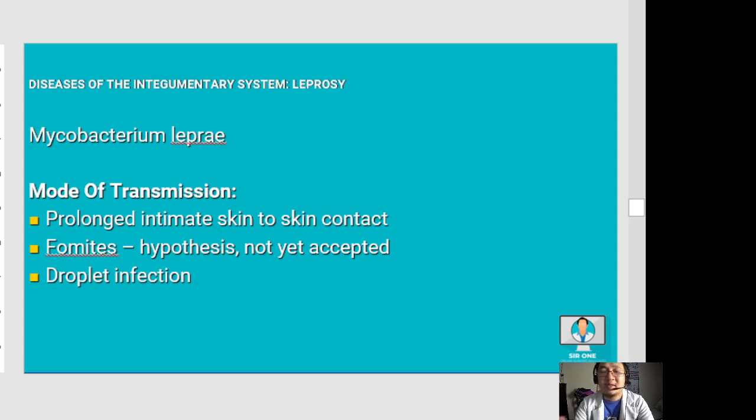It is caused by a bacteria, Mycobacterium leprae, and the mode of transmission is prolonged, intimate skin-to-skin contact. Other references would say that fomites are a hypothesis, but that is still not yet accepted. And some references would say it's a droplet infection also. Mycobacterium leprae is an acid-fast bacillus, same as the tuberculosis bacilli.